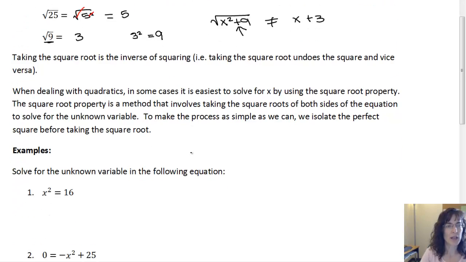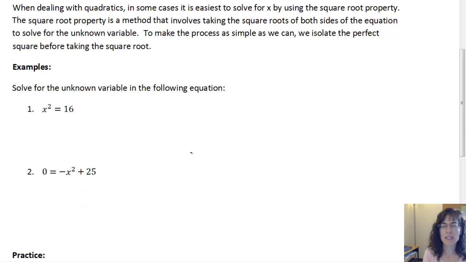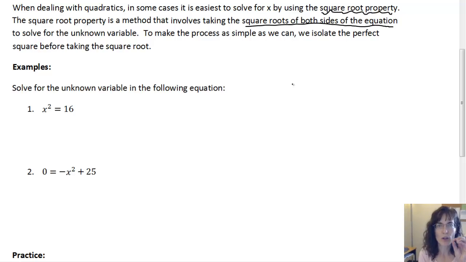When we're working with quadratics, sometimes it's the easiest method for us to use to solve for x by using the square root property. And that's what we want to talk about here. The square root property is a method that involves taking the square root of both sides of the equation to help you solve for the unknown value. To make the process as simple as we can, we put the perfect square just on one side by itself, so that when we take the square root, we're only taking the square root of something that's a perfect square, and then we use the square root on the other side as well. So let's take a look at an example.